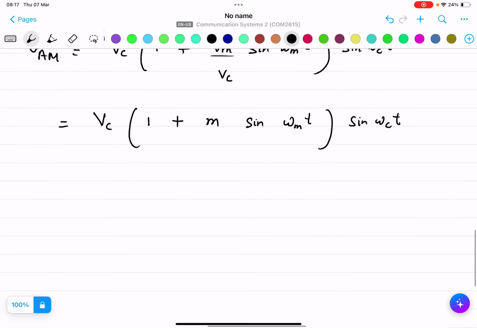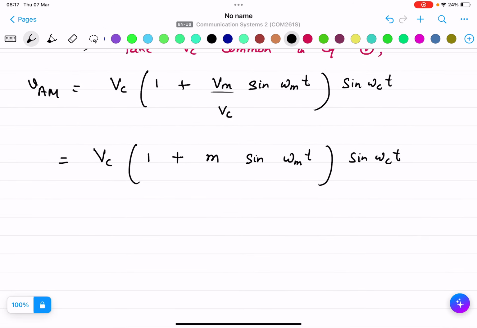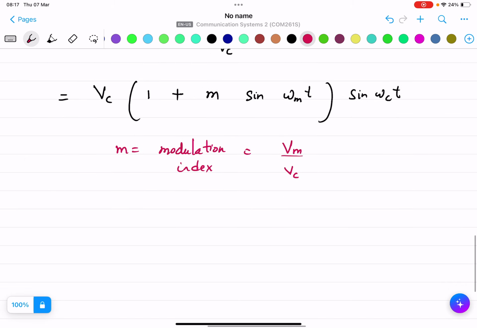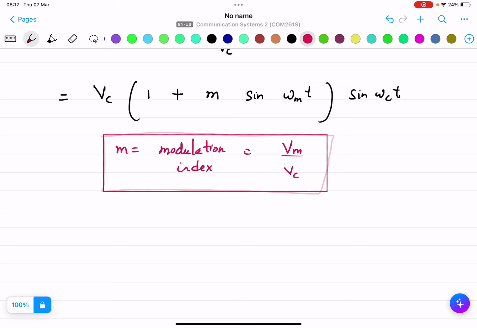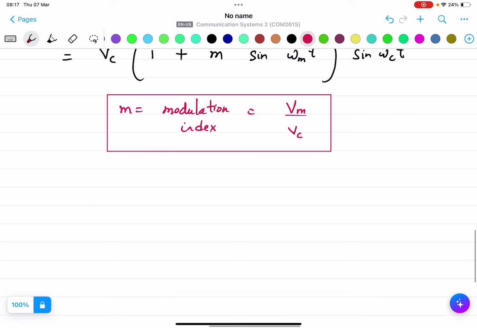That means we have denoted Vm by Vc as m, and we know that m is the modulation index, and it is denoted by Vm by Vc. You need to remember this, because when we are doing the numericals, we need to use this formula of modulation index, right?